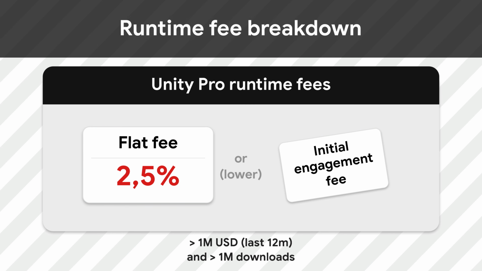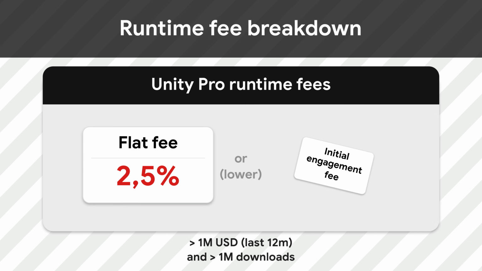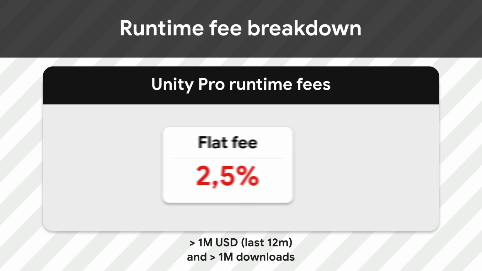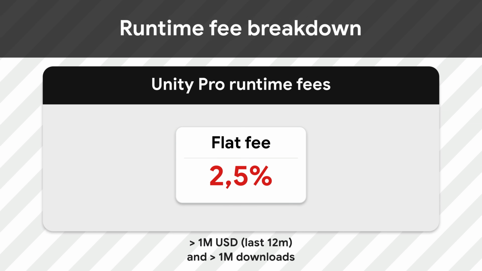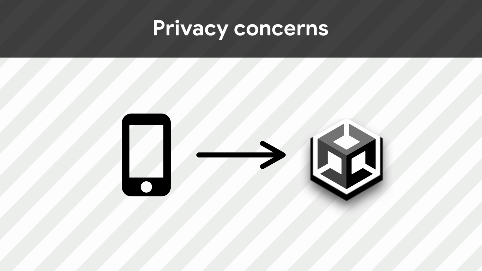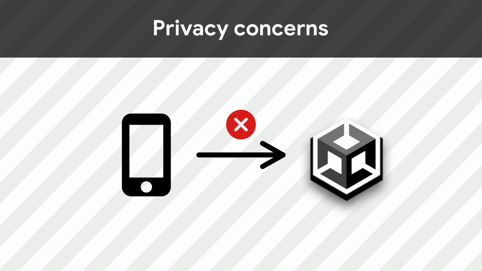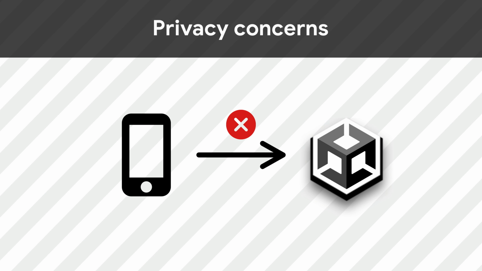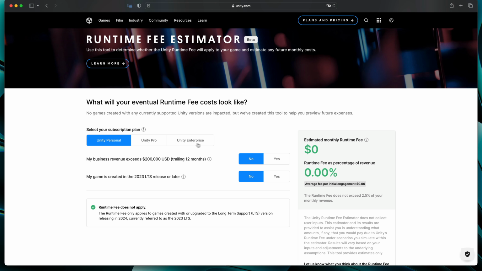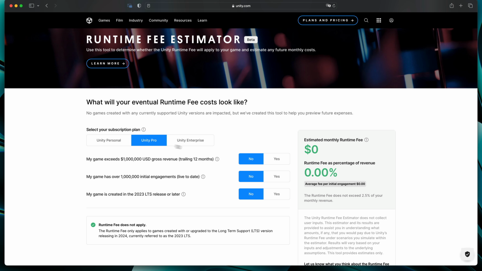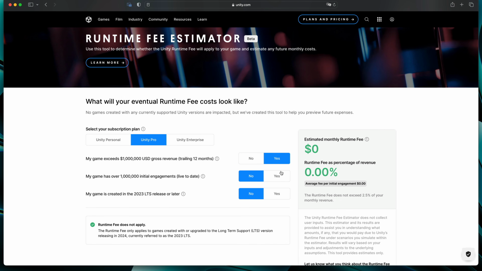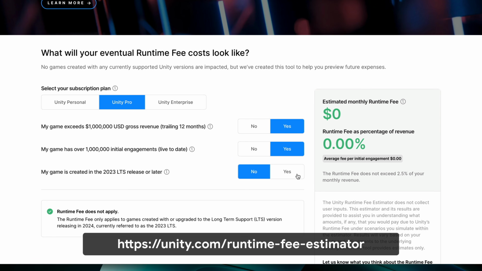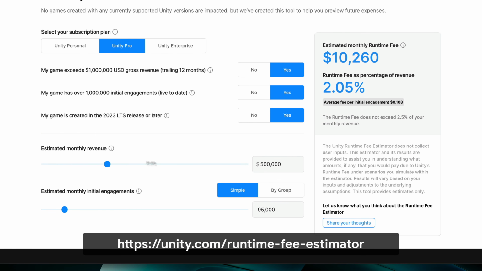If you're uncertain about those numbers, or you're unable to accurately count them, then just go with the 2.5% revenue share. Because data will be self-reported, Unity won't be phoning home, or in other words, pinging their servers each time your game is opened. All of that is quite confusing and might be hard to calculate in your head. This is why I suggest you check out a new official runtime fee estimator.